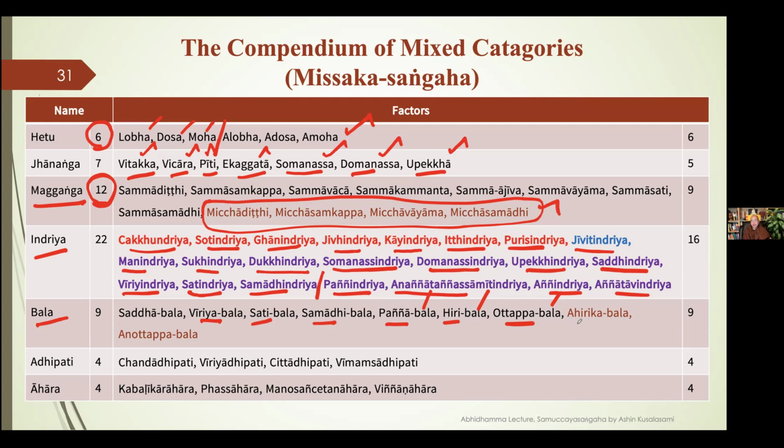And ahirika, so the red color is akusala. Ahirika, shamelessness of wrongdoing. The power of shamelessness of wrongdoing, and the power of fearlessness of wrongdoing, anottappa. So sometimes when we give a Dhamma talk, there are many monks' Dhamma talks regarding the bala. Bala means energy. So what kind of energy you have, or something like that.